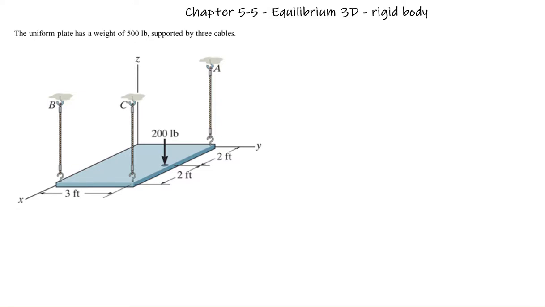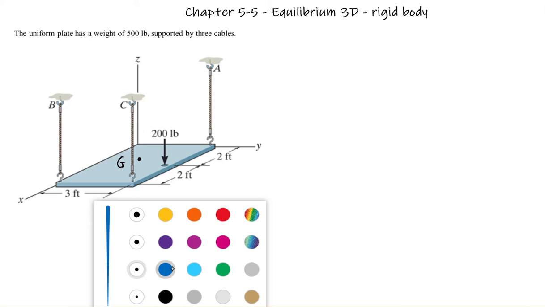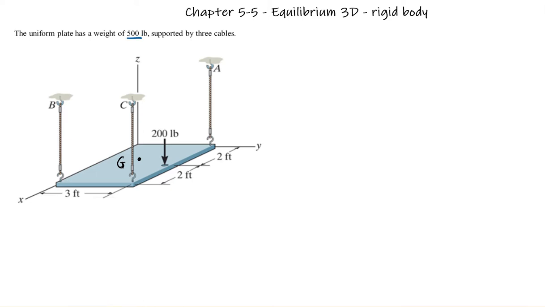Okay, this is chapter 5, section 5, equilibrium in 3D of a rigid body. So we have a uniform plate. What does uniform mean? It means that your gravity center is in the middle, at the centroid of your plate. The centroid of a plate is there, so I will call this point G. The force, the weight, which is given as 500, is there.